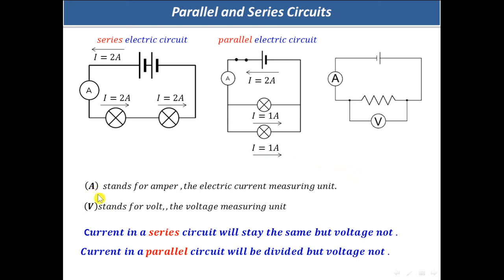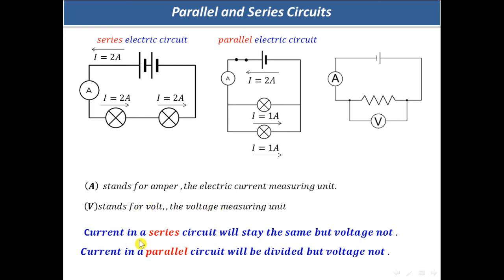Also, what is A? A stands for ampere. This is the electric current measuring unit. And V stands for voltage. Voltage is the measuring unit of potential difference.